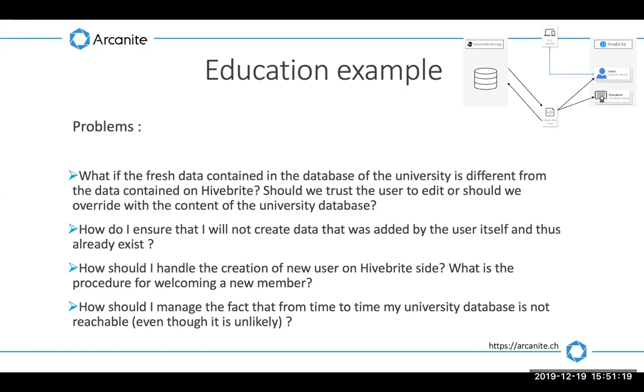Finally, the fourth one, which is a bit of a tricky question: how should I manage the fact that from time to time my university database is not reachable, or that, I don't know, Hivebrite is having maintenance for some time, even though it's a rare event and quite unlikely.